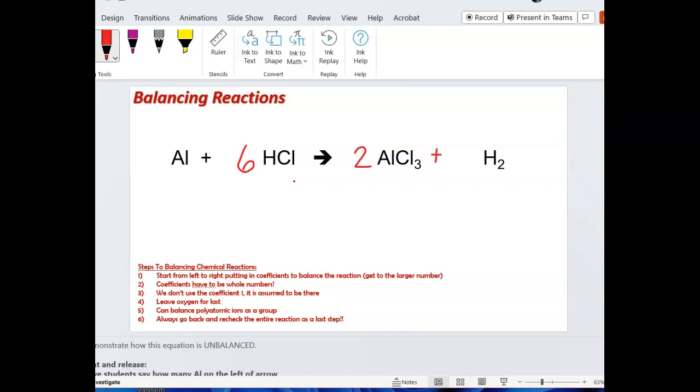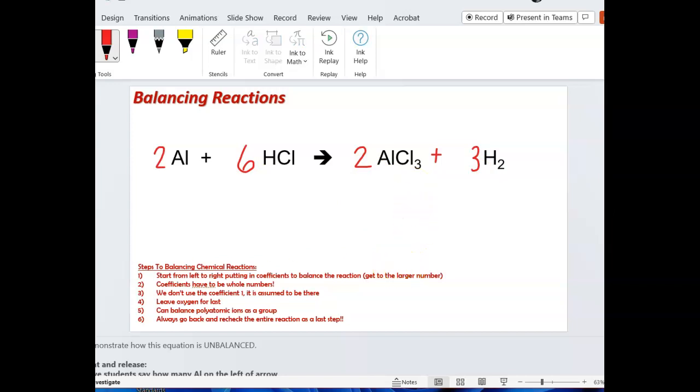Right, so I'm going to go back to the beginning then. I have 1 aluminum that came in and 2 that came out, so I need to fix that one. 6 hydrogens went in and only 2 came out, so I need to fix this one. 3 times 2 is now 6. And again, we have 6 chlorines that came in and 2 times 3, 6 that came out.